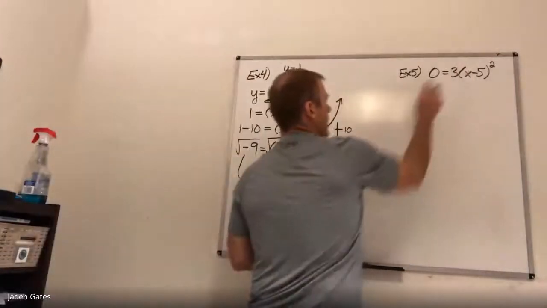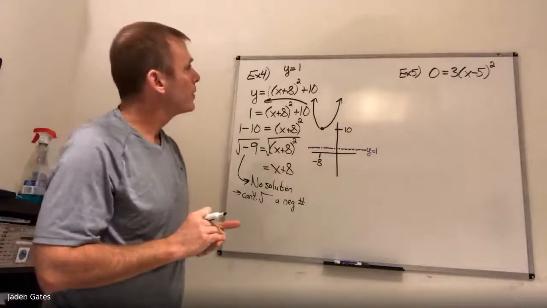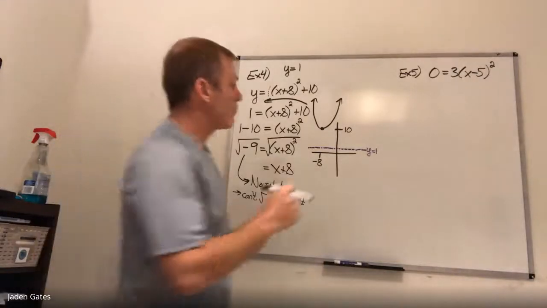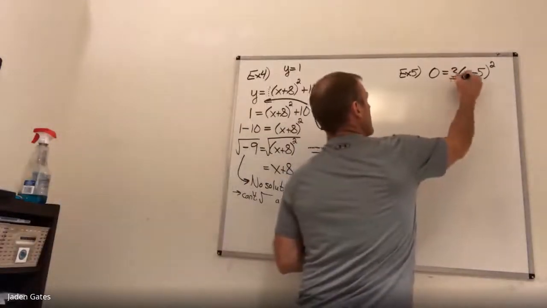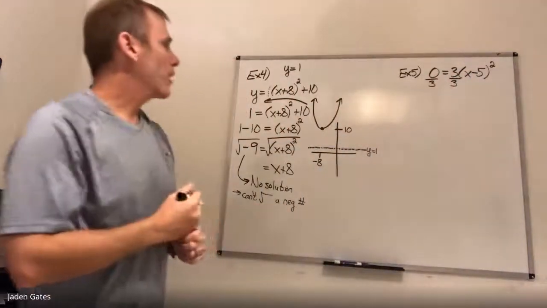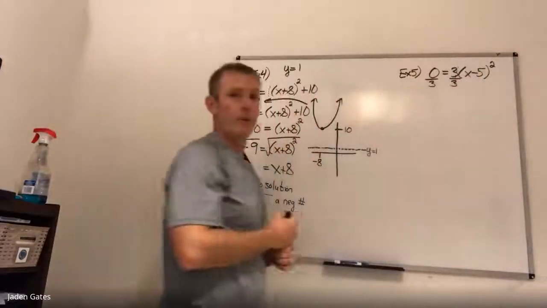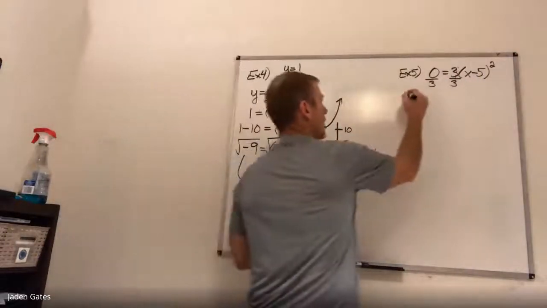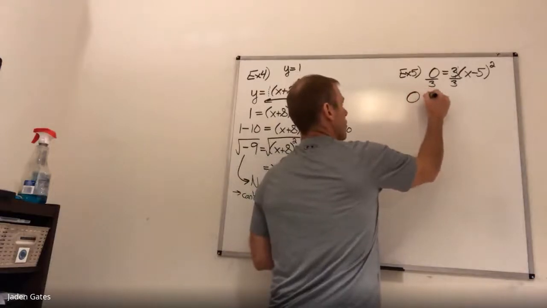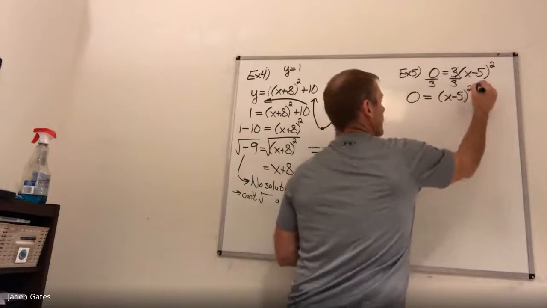All right, so let's see. To get x by itself, I've got to get rid of the 3, the negative 5, and the little 2. I can get rid of the 3 by dividing both sides by 3. All right, so let's see what we got here. 0 divided by 3. Well, 0 divided by anything is just 0. And then I have (x minus 5) squared.